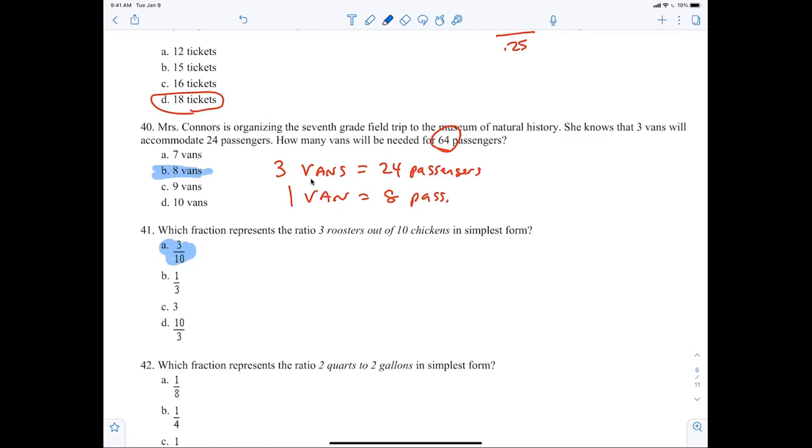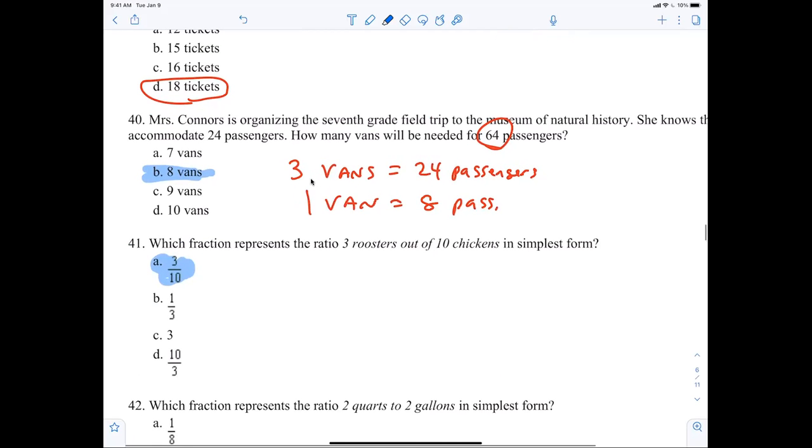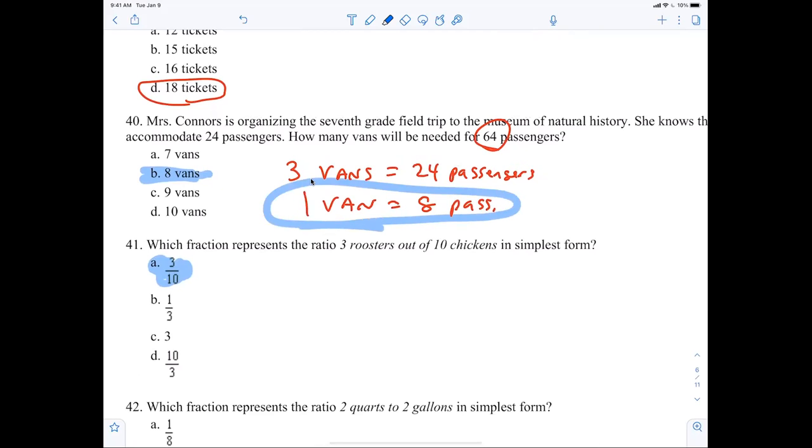Can you do that for 7, 9, and 10? Well, no. If you wanted to, you can just say, well, I know one van can carry 8 passengers. So 7 vans would only give me 56. 8 would give me 64. You see what I'm saying, right? All right.